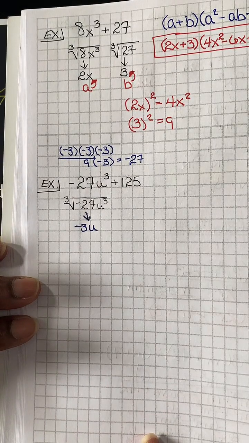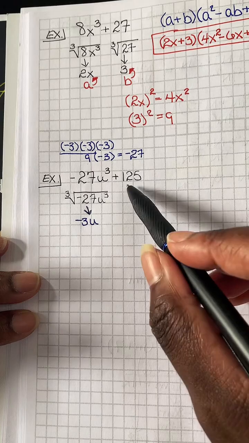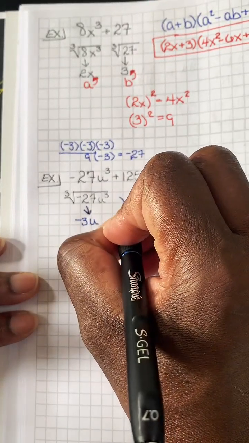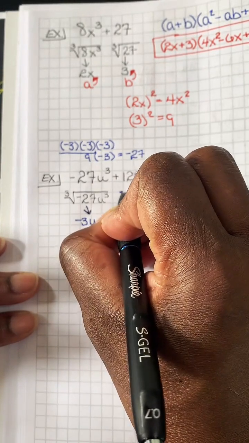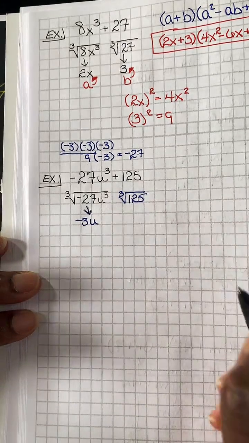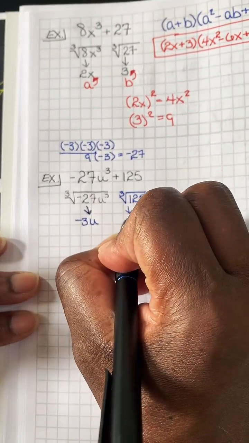All right. So now we have our 125. We've done 125 so many times already, right? You're like, give me something new, Audrey. All right. So the cube root of 125, that will give us our 5.